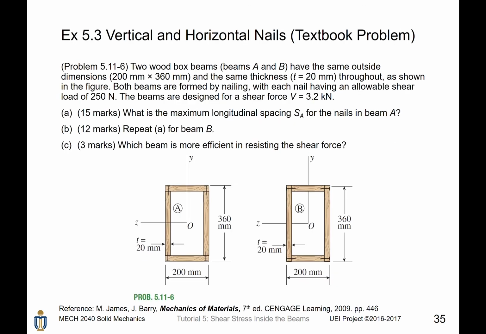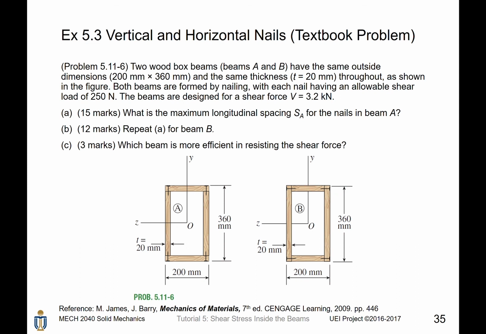Just now, we dealt with the problem of vertical nails. But how about the horizontal nails? What are their differences? In this problem, we are going to explore this. Two wood box beams, A and B, have the same outside dimensions, which are 200 mm times 360 mm. All the members of those beams have a thickness of 20 mm. Both beams are formed by nailing, but beam A is formed by vertical nails, and beam B is formed by horizontal nails.